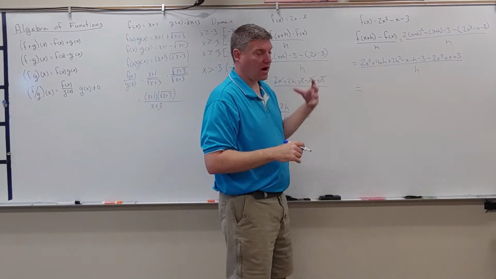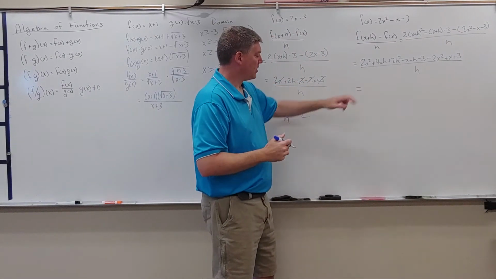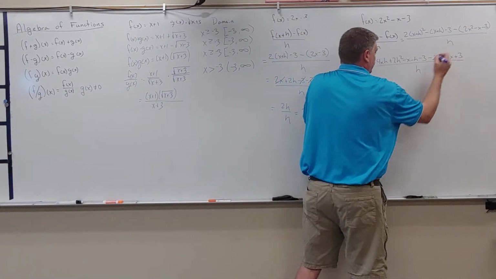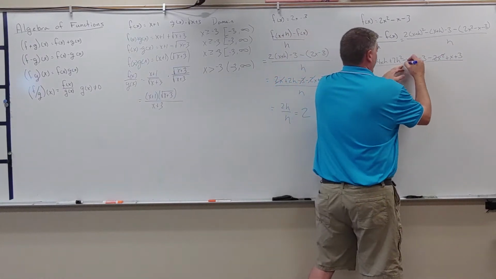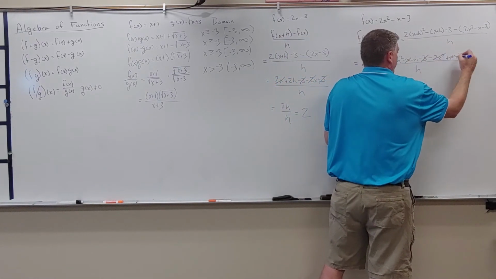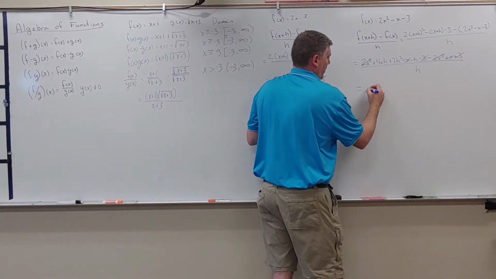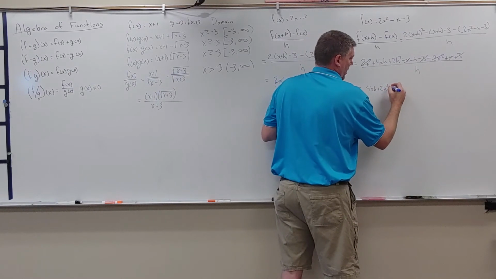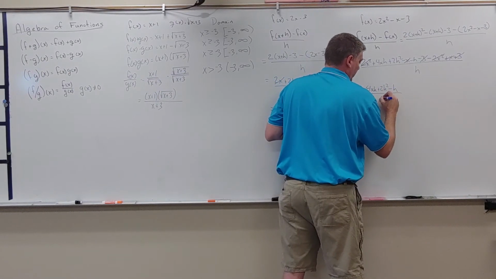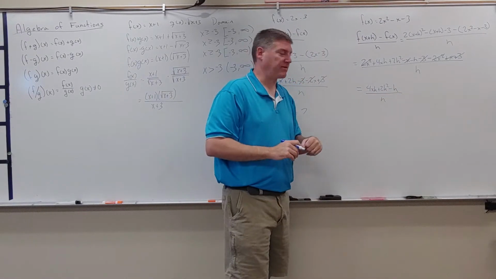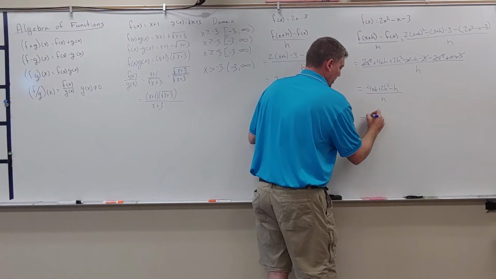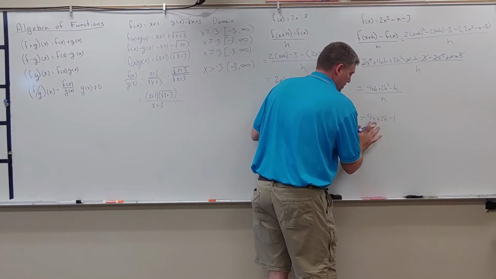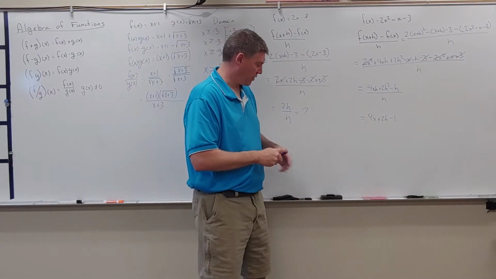Okay? Now I'm going to just kind of cancel things out up here. So I notice that I have a 2x squared and a negative 2x squared, so those cancel out. I have a negative x and a positive x, and then a negative 3 and a positive 3. And so now I have 4xh plus 2h squared minus h all over h. Notice they all have an h in common, so I'm going to cancel those out. 4x plus 2h minus 1. And there's my finished product.